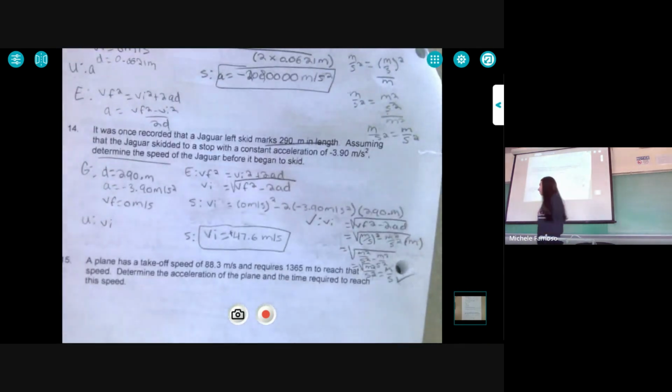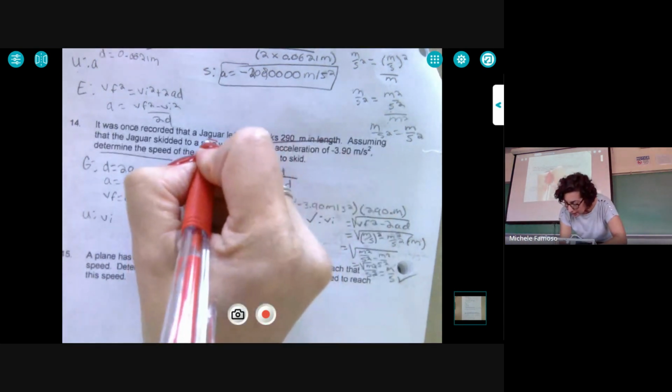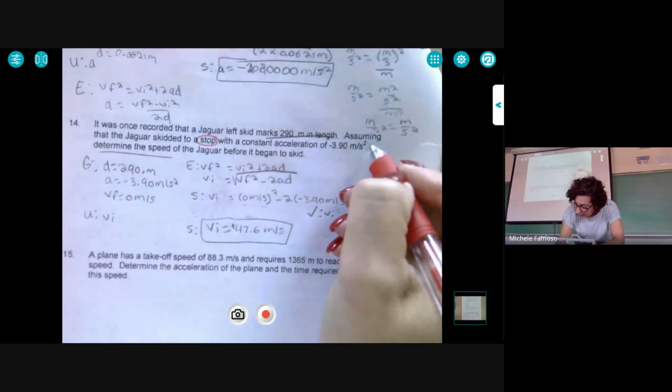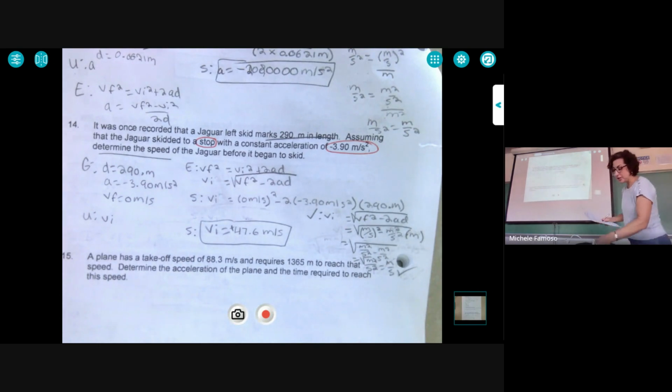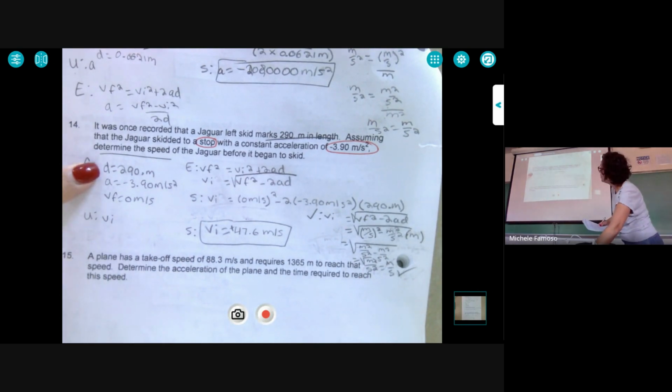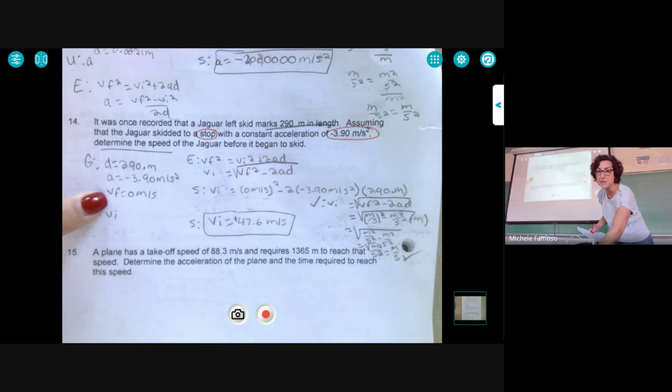Okay, so number 14, we have the 290 meters marked. We should have also marked in the question the stop, and this is also a given value. You're looking for the speed. So she does have her D listed, 290 meters. Her A is negative 3.90 meters per second squared. The VF is 0 meters per second.